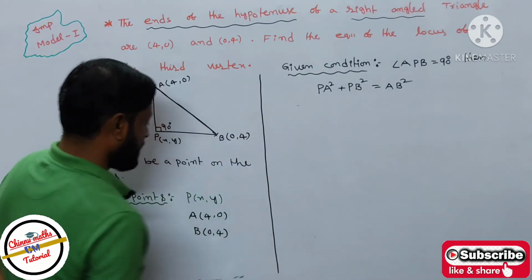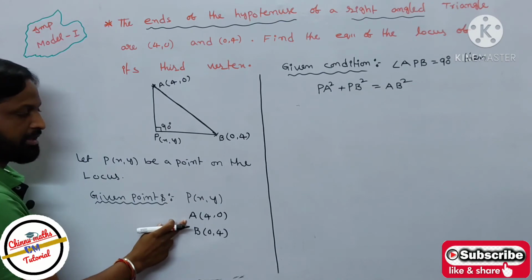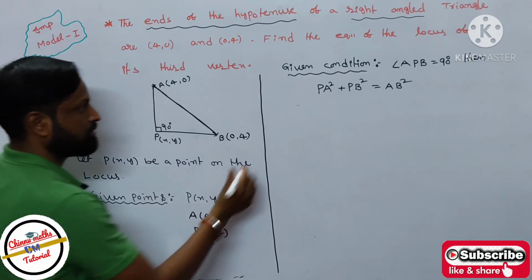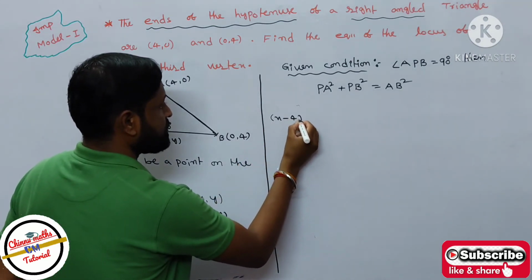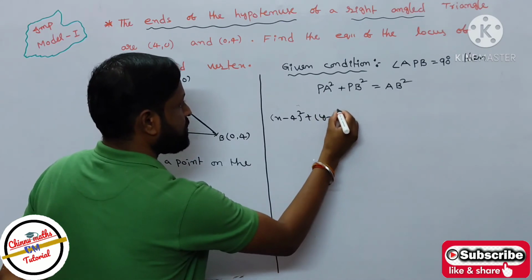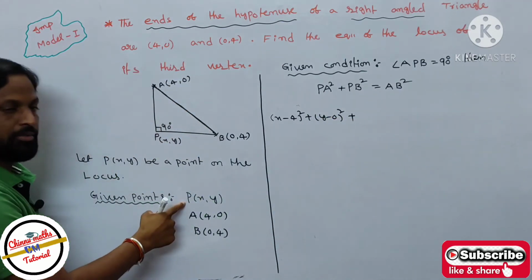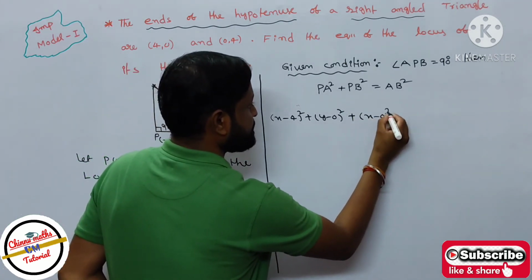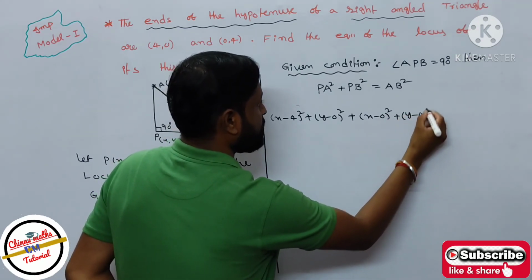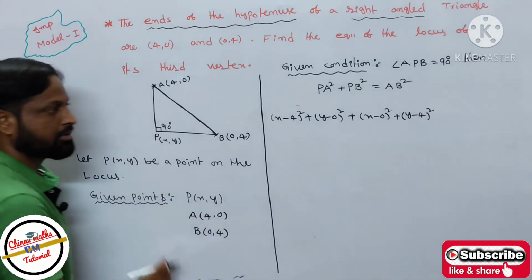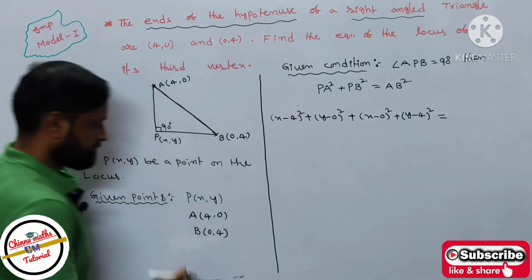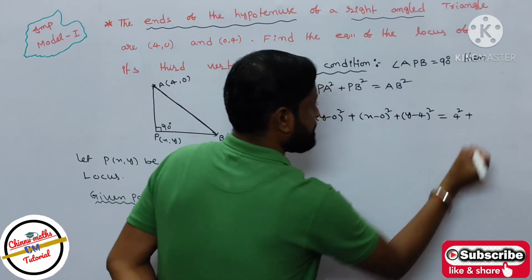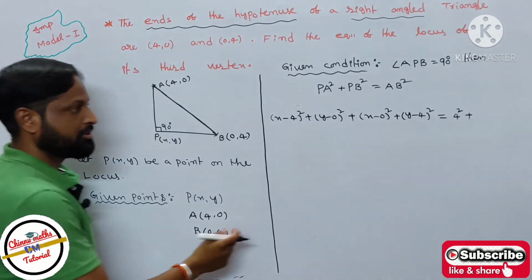Next, write the PA square value. Take point P and point A, and write the distance PA square equals (x minus 4) whole square plus (y minus 0) whole square, plus PB square. Take the point P and point B: (x minus 0) whole square plus (y minus 4) whole square. It is equal to AB square, which is (4 minus 0) whole square plus (0 minus 4), that is minus 4, whole square.